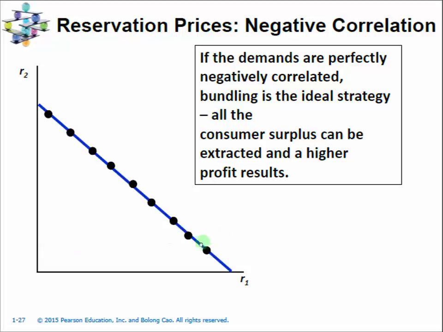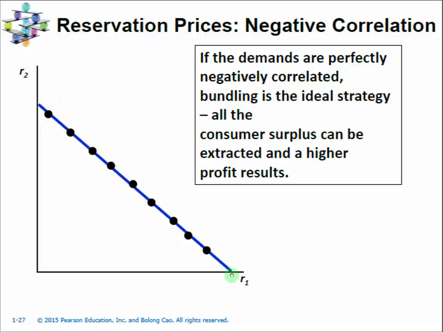Similarly, for this consumer, he has a very high reservation price on good 1, but a very low reservation price on good 2. And we have set the good 2 price according to his very low reservation price, and then we left all these consumers with higher reservation prices on good 2, the consumer surplus that we cannot extract.